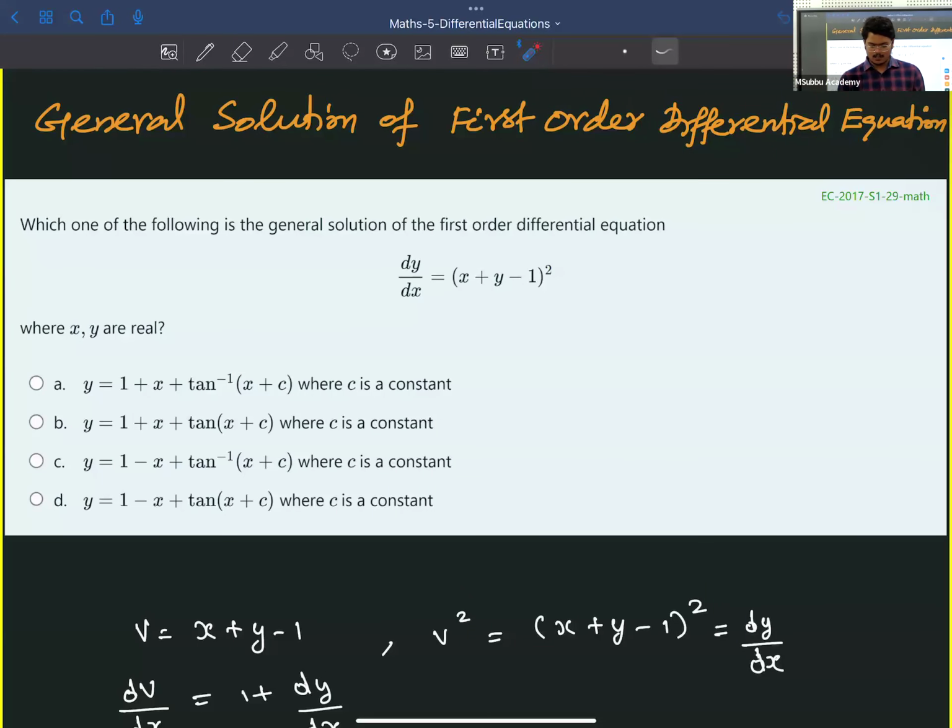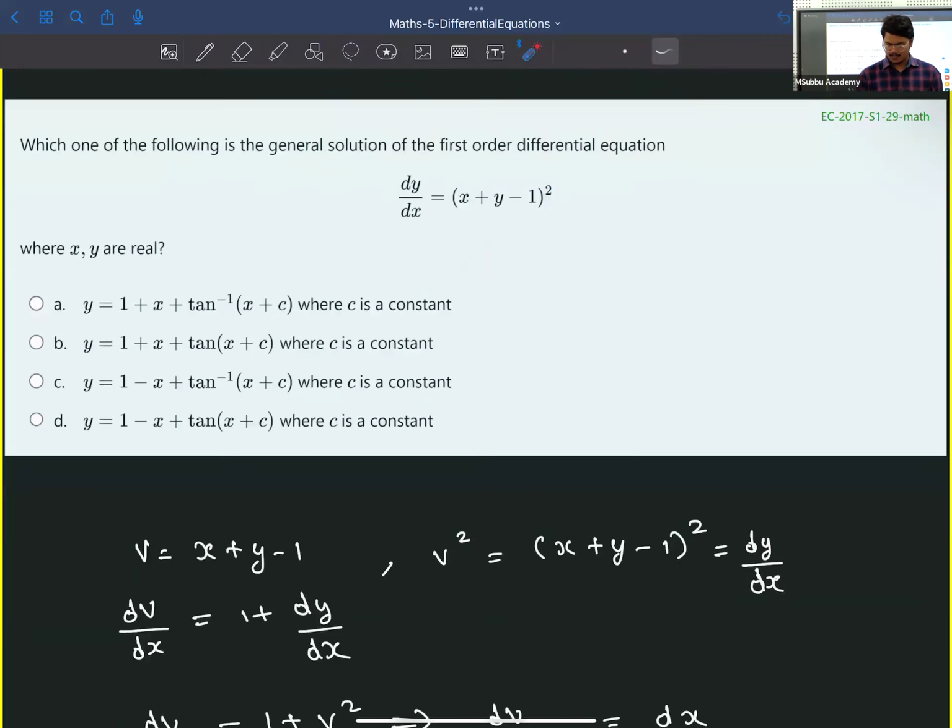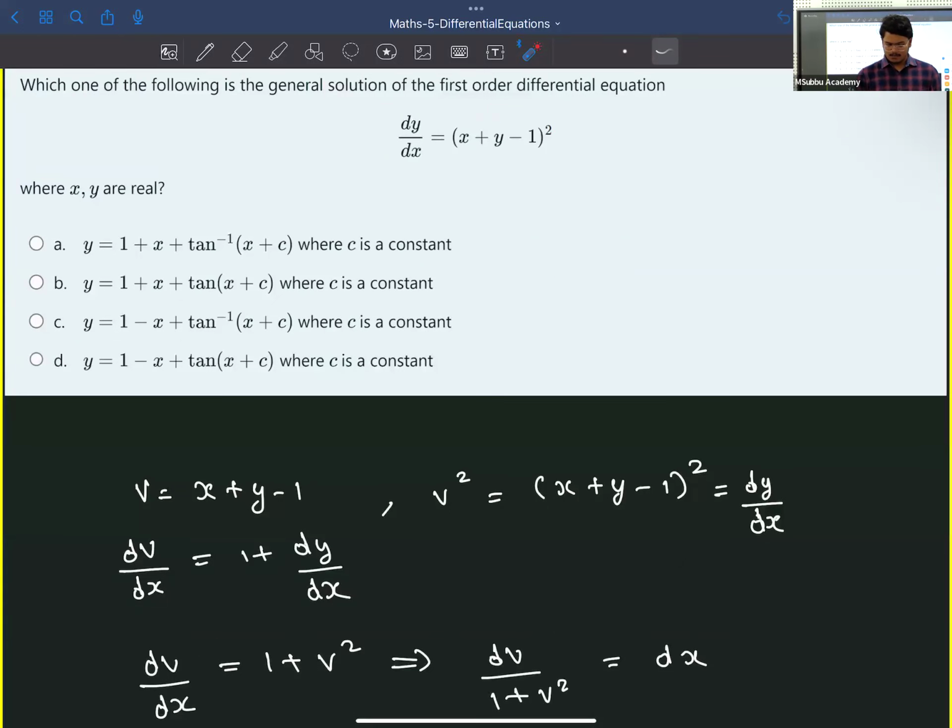So this is the general solution of a first order differential equation. The first order differential equation is dy by dx is equal to x plus y minus 1 the whole square. For this, how to start? You have to find y here. So take this whole term as a substitution, take this whole term as one more term which is v. So x plus y minus 1 whole square will be v square. That will be equal to dy by dx.